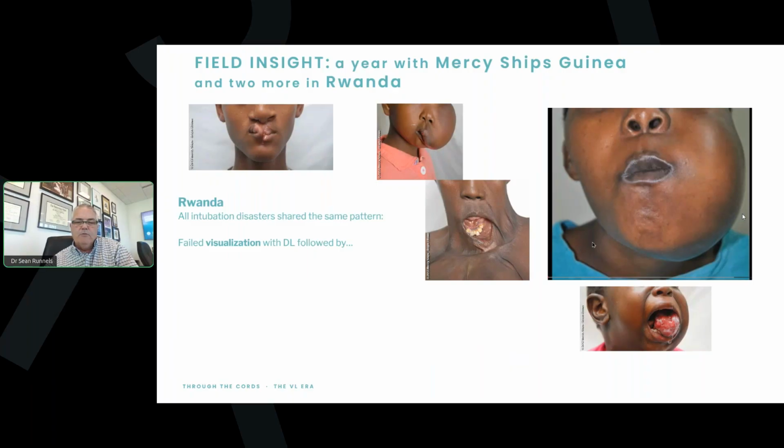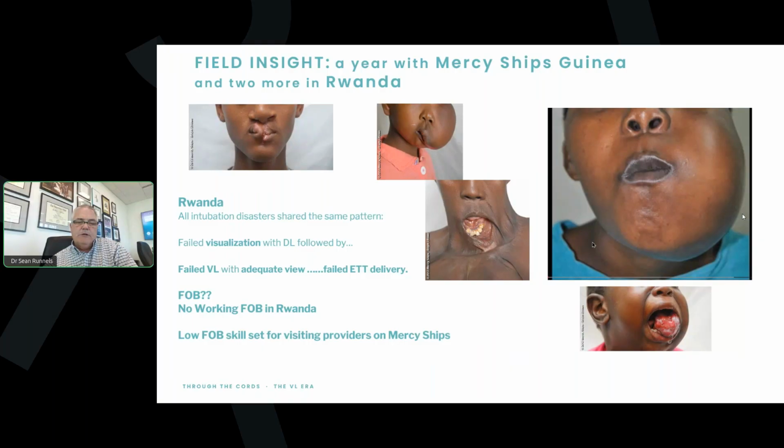We did have video laryngoscopes. They were in short supply, so they were not immediately available. And what we saw was failed visualization with DL, followed by failed video laryngoscopy with an adequate view, but failed ET tube delivery. What about fiber optic bronchoscopes? We did not have working fiber optic bronchoscopes in Rwanda.